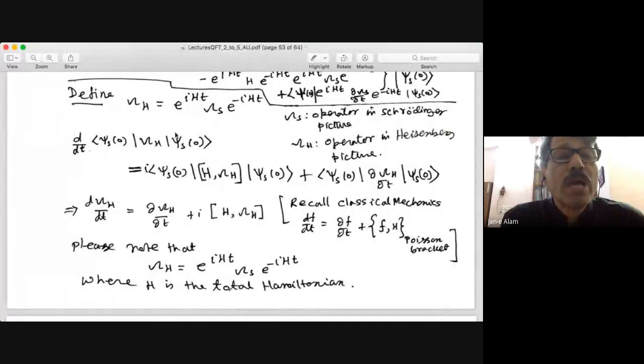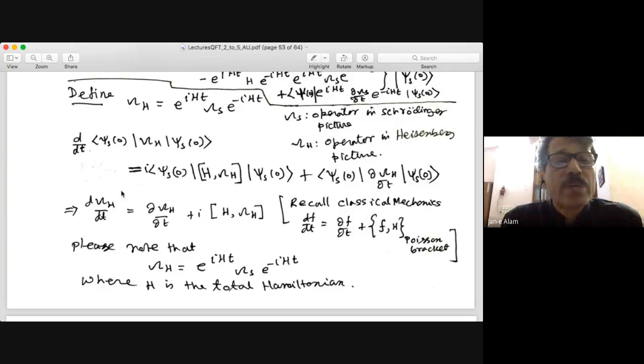So once you do that, you get d dt, this omega h has absorbed all the e to the i h t factors. Then if I just note that, this equation is telling me d dt of omega h is equal to d omega h dt plus i times the commutator i omega h.